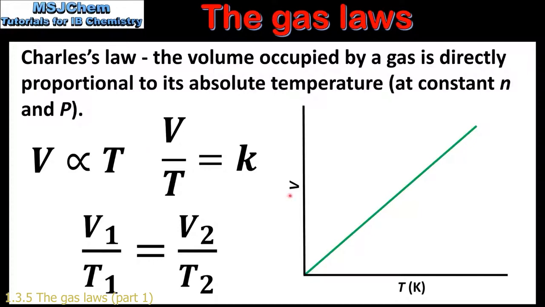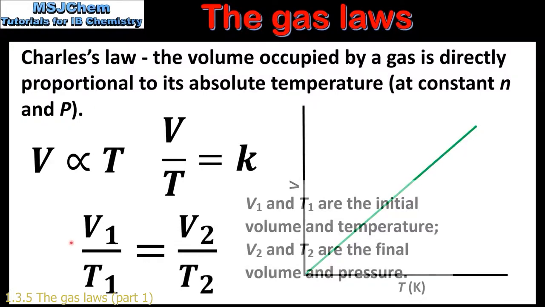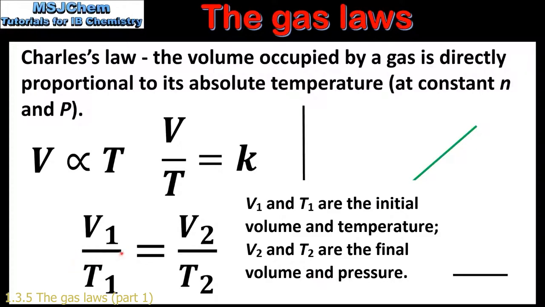On the right, we have a graph of volume against absolute temperature in Kelvin. From the graph, we can see that volume is directly proportional to temperature in Kelvin. Charles's law can also be represented as V1 over T1 is equal to V2 over T2.